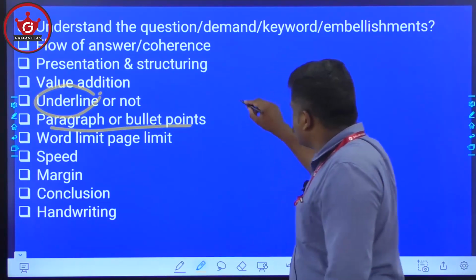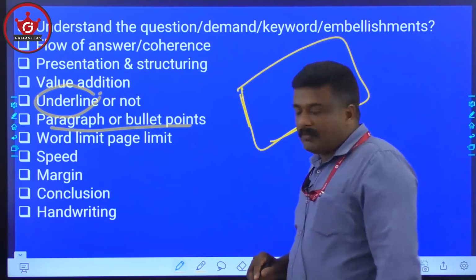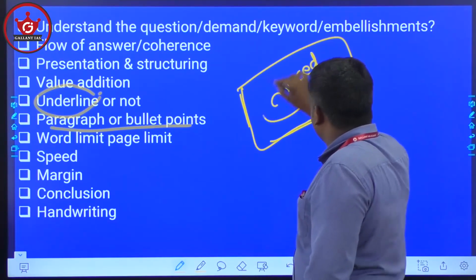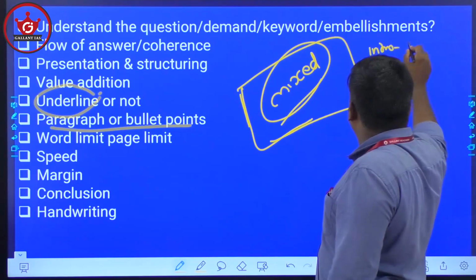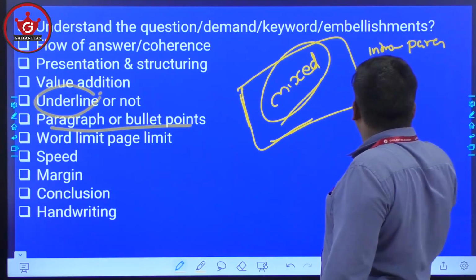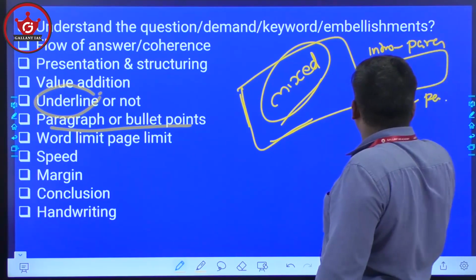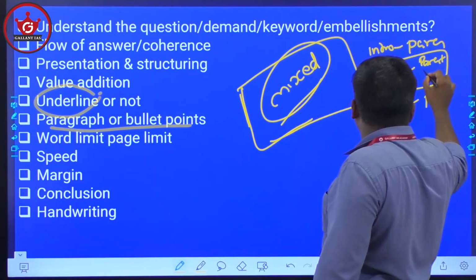Paragraph or bullet points: in answer writing, you have the choice. But it is always decent if you follow a mixed version. Mixed version means the intro is a paragraph, the conclusion is also a paragraph, and the body can be a mixture of paragraphs and paragraphs plus bullet points.